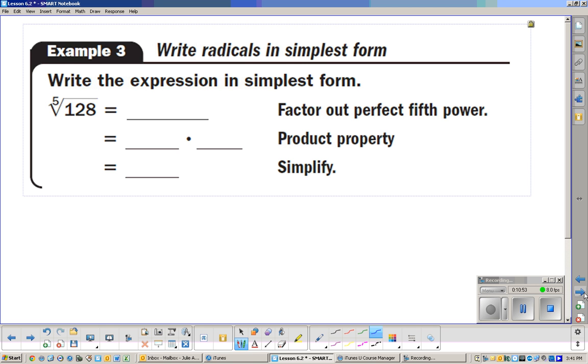So I'm looking at my last column of my cheat sheet, and I notice that 32 goes into 128 4 times. So I can write this as the fifth root of 32 times the fifth root of 4. And again, the reason I chose 32 is because 32 is a perfect fifth. So the fifth root of 32 is the whole number 2. 4 doesn't have a fifth root, so I'm done. My answer is 2 times the fifth root of 4.